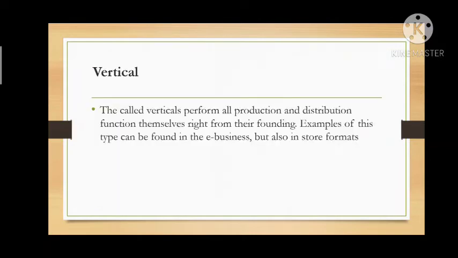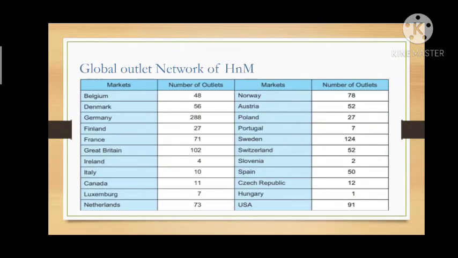Next, verticals. The so-called verticals perform all production and distribution functions themselves right from their founding. Examples of this type can be found in e-business but also in store formats. For example, Dell appeals to multiple market segments, from novice to advanced computer users, by selling customer products exclusively over the internet. Hennes and Moritz, Mango and Zara are successful examples from the apparel industry in which verticals are gaining market share. Table 3.4 provides an overview of the global outlet network of H&M. So this is the global outlet network of H&M.